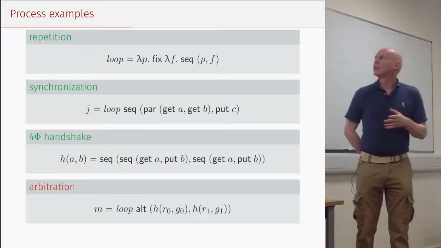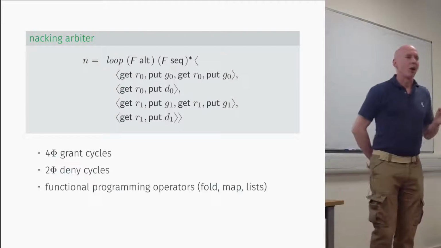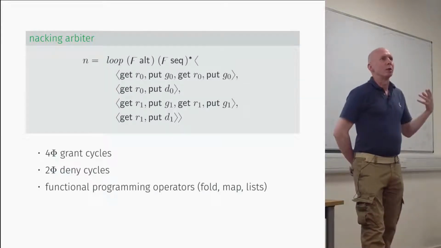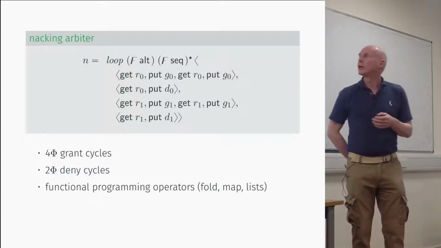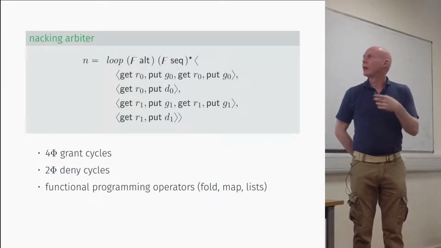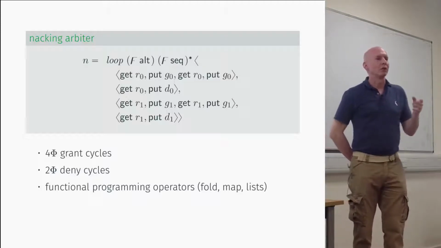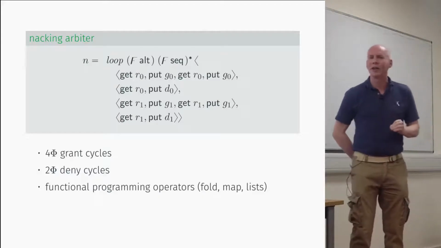Once you get the hang of this, you can do more complicated examples. I'll show only one more. A nacking arbiter is like a regular arbiter, except that when a request is unsuccessful, instead of blocking it, it explicitly denies the request. You just have to write down the 4-phase handshake possibilities like this if you want. Just to mix things up a little, you could have a 4-phase grant cycle and a 2-phase deny cycle.